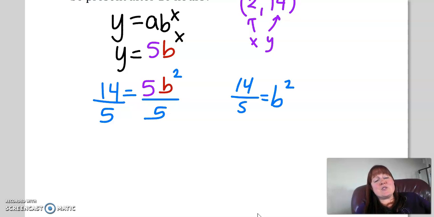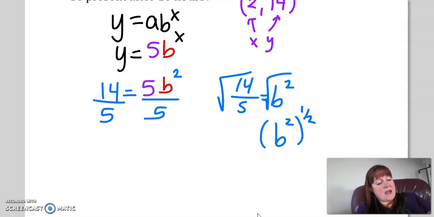Now remember, a lot of these are just not pretty, okay? Because growth rate isn't pretty, bacteria don't typically grow in this very beautiful way. So you're going to get really weird numbers. That's okay. Now we're going to take the square root of both sides, or we can just remember that this is the same as raising it to the 1/2 power.